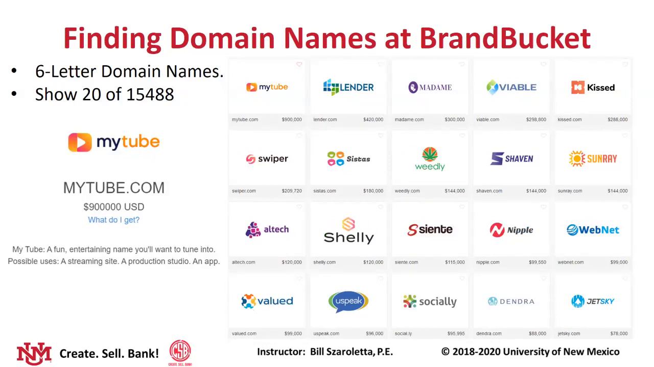6-letter domain names, there's 15,488. mytube.com is $900,000. Now, I wouldn't touch that one with a 10-foot pole because I believe it's too close to YouTube. But, it depends what you're going to use it for. But you don't want to encroach on somebody else's trademark.